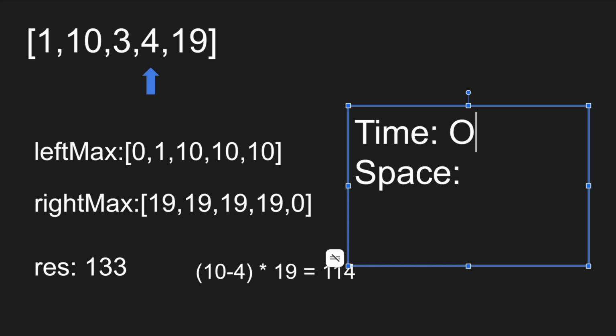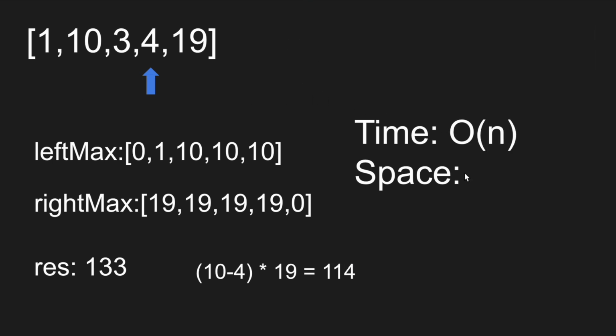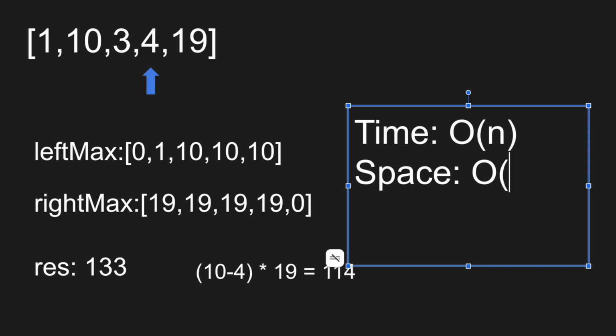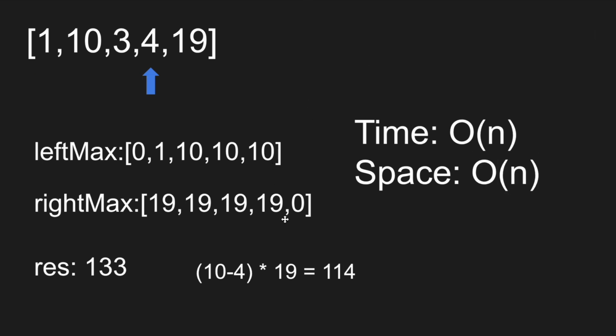So the time complexity would be O(n), because we only have to iterate through j, so it would be linear. And the space complexity will also be O(n), because the left max and right max arrays may take up to O(n) space. So now let's get to the coding part.